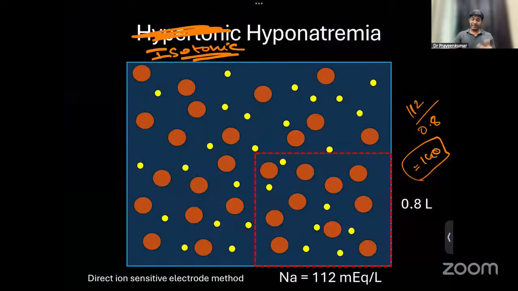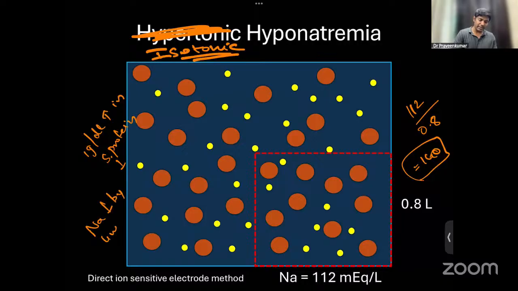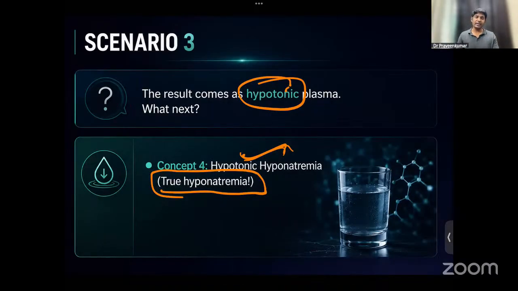An example they will say is that for every 1 gram per deciliter increase in serum protein level, your sodium falls by 4 milliequivalents per liter. This is how much the sodium is going to fall. Remember this. That is isotonic hyponatremia. You have to rule out both of these, hypertonic and isotonic. Those two together are called pseudo hyponatremia.